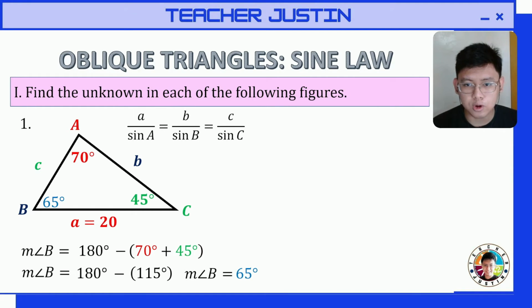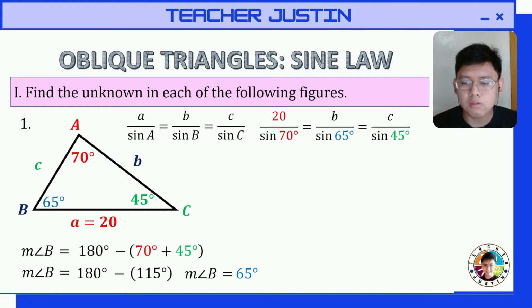Then let's use the sine law formula. A over sine A is equal to B over sine B is equal to C over sine C. Tapos substitute natin lahat ng given. So this will be 20 all over sine 70 degrees is equal to B over sine 65 degrees is equal to C over sine 45 degrees. Tapos, kunin natin yung kompletong fraction. So, in this case, the complete fraction is 20 over sine 70 degrees. Tapos, equate natin siya to B over sine 65 degrees para ma-solve natin yung nawawalang side ni B. So, this will be our equation.